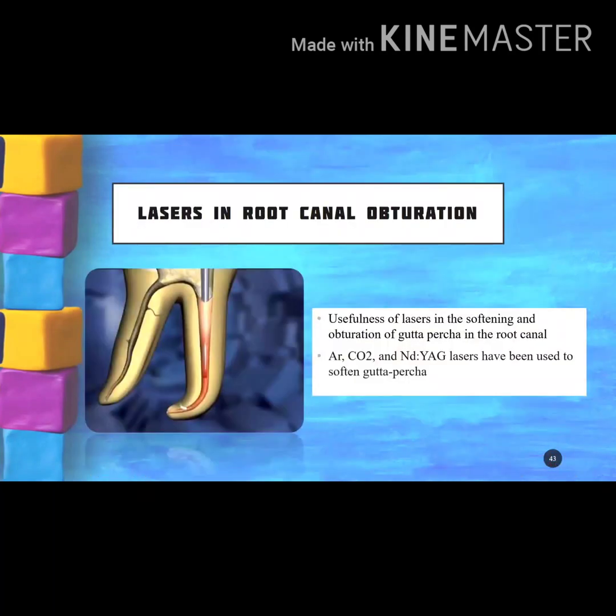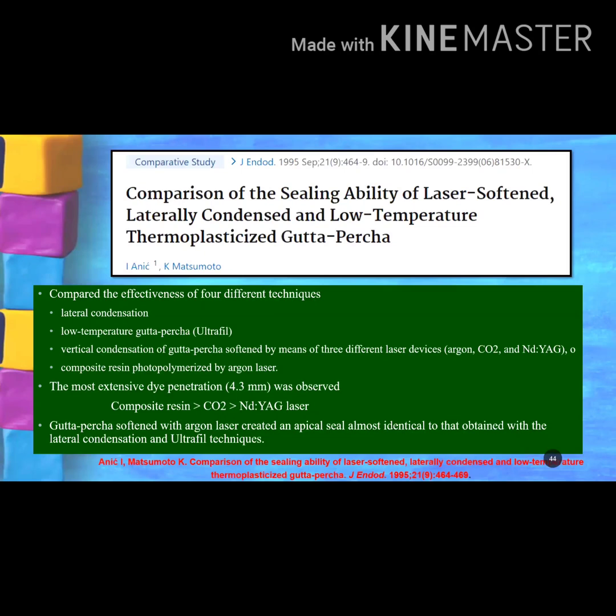Now for obturation, laser can be used for the softening of the gutta percha. Argon, carbon dioxide, and Nd:YAG laser can be used. Now one article on a comparison of the sealing ability of laser softened, laterally condensed and low temperature thermoplastic gutta percha.